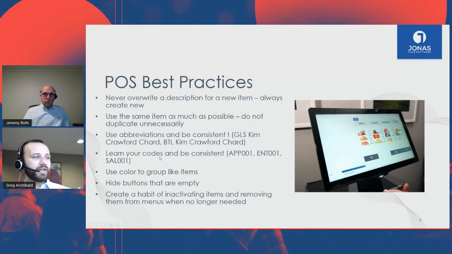And then I already sort of touched on this, but learn your codes and once again, be consistent. On the food and beverage side, my appetizers all start with APP in the code. Entrees are ENT. For more review on the retail side, like we saw a little bit earlier, golf balls for me start with 100, golf clubs are 160. I know that, and that makes it really easy for me to go in my list and find those items I'm looking for.